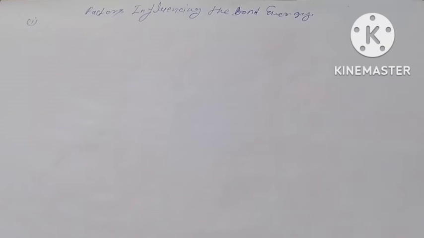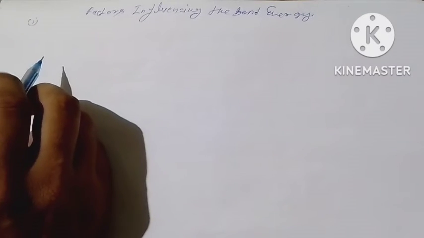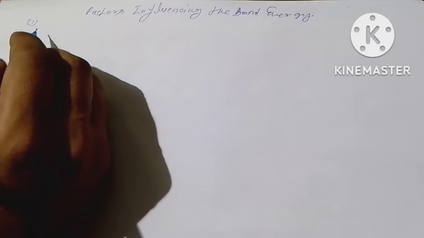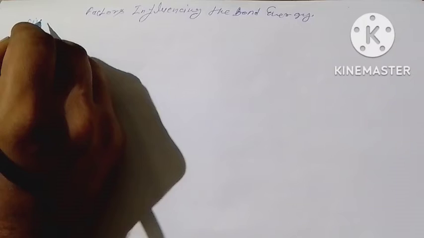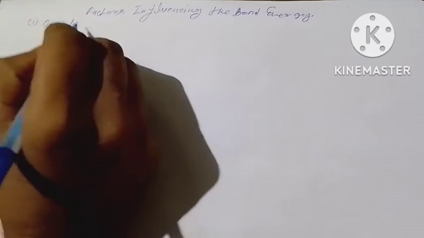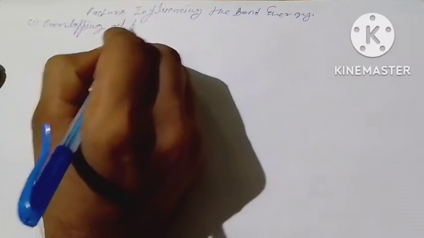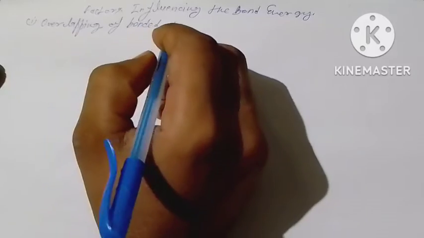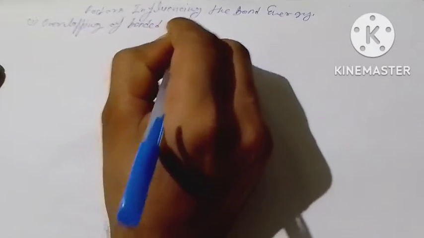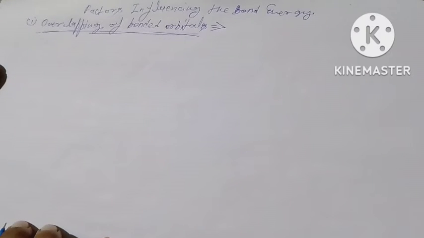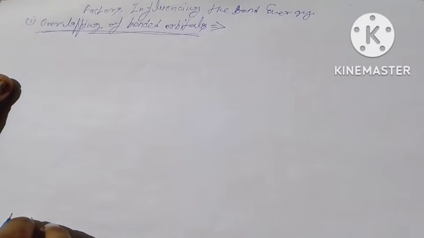Factors affecting the bond energy. Factors influencing the bond energy. First point, overlapping of bonded orbitals. Okay, overlapping of bonded orbitals. Factors influencing the bond energy: first is overlapping of bonded orbitals.